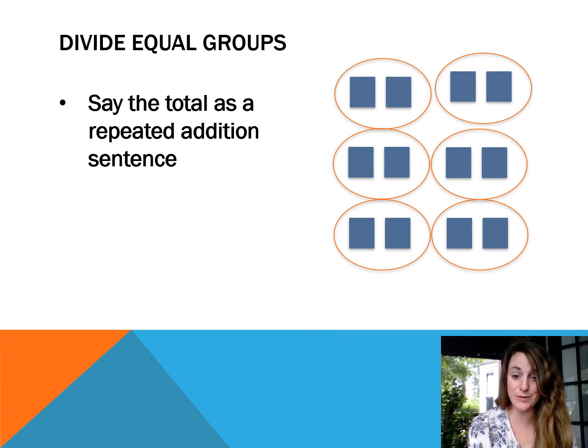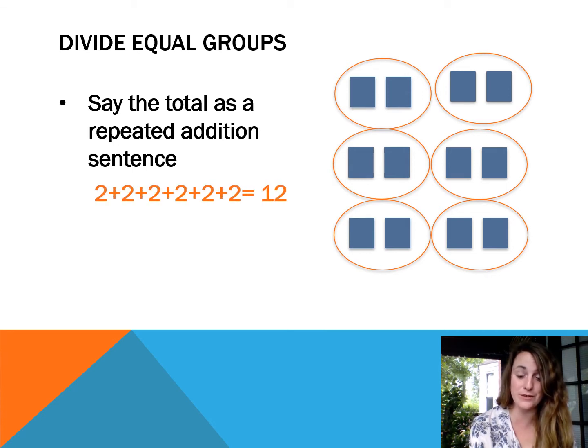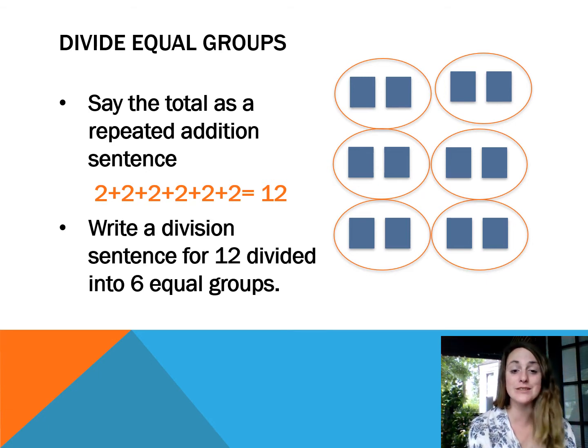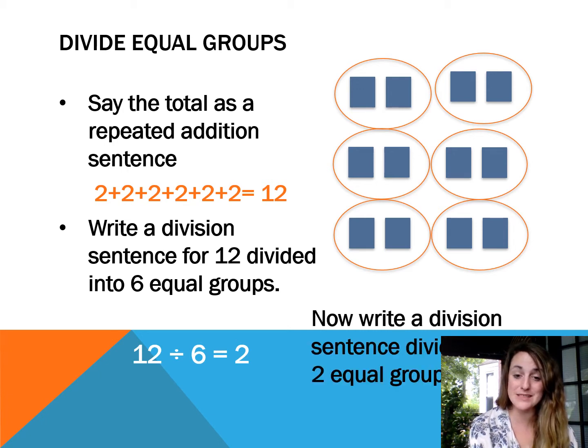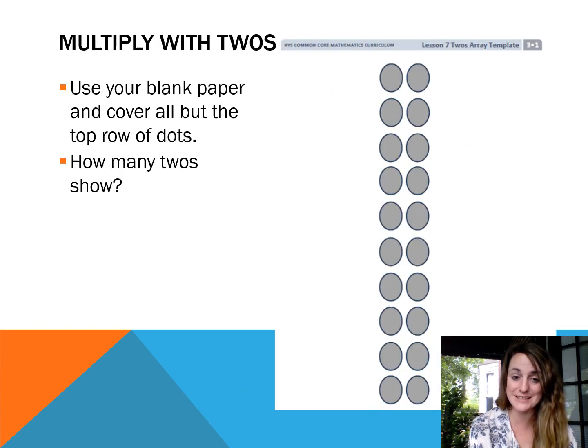Say the total as a repeated addition sentence. 2 plus 2 plus 2 plus 2 plus 2 plus 2 equals 12. Let's write a division sentence for 12 divided into 6 equal groups. 12 divided by 6 is 2. Let's write a division sentence for 12 divided into 2 equal groups. 12 divided by 2 is 6.